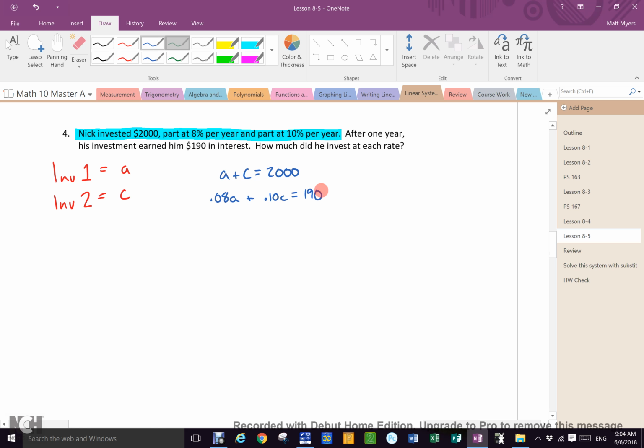Yeah. What about that system bothers you? You don't like the decimals, do you? What can we do to a system to make it have the same answer but look prettier? We can multiply. What would we multiply by to get rid of these decimals? 100. So my second equation is really 8A plus 10C equals what? 19,000. Because 190 times 100. Is everybody cool? And there are my two equations.